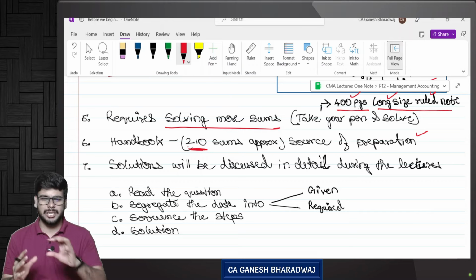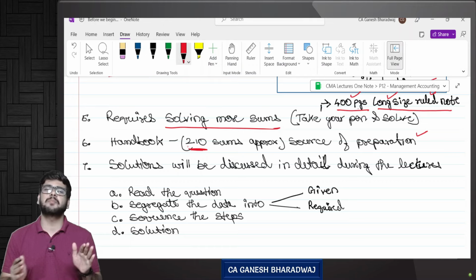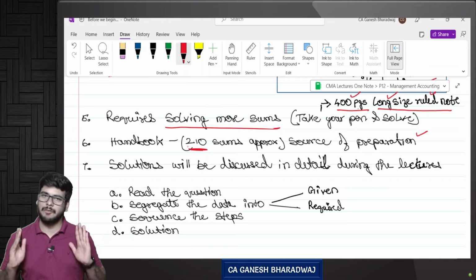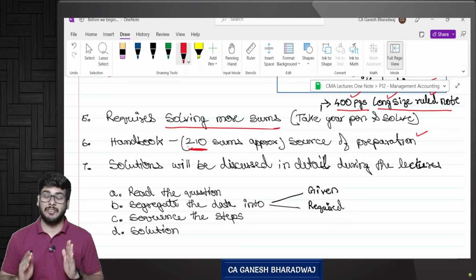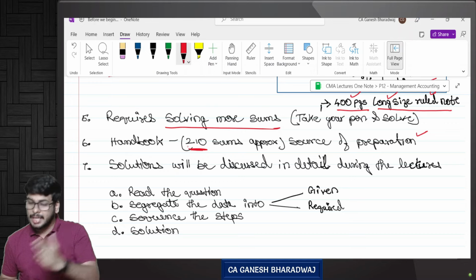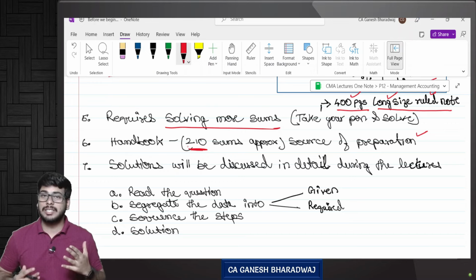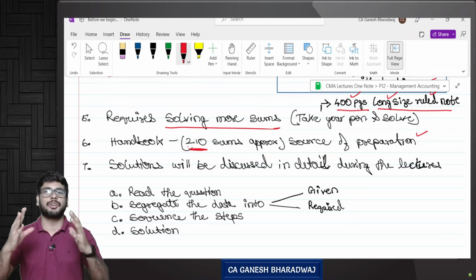Certain changes I have made, slight changes, as in the sequencing part and the formatting part. That is the only value addition I have made. But to be honest, we will be covering the entire study material illustrations. So that is the entire source of preparation for your examination.